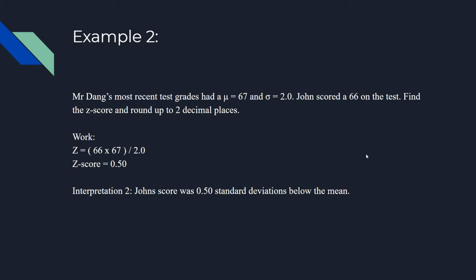For the work, ignore this as well. It is 66 minus 67, which is negative 1. Negative 1 over 2 is negative a half, so the z-score is negative 0.5. Interpretation 2. John's score was 0.5 standard deviations below the mean.